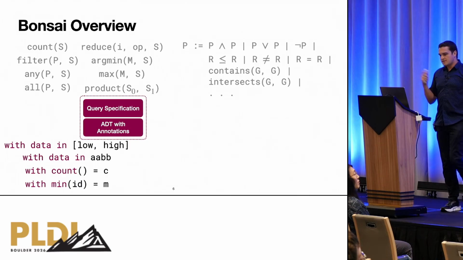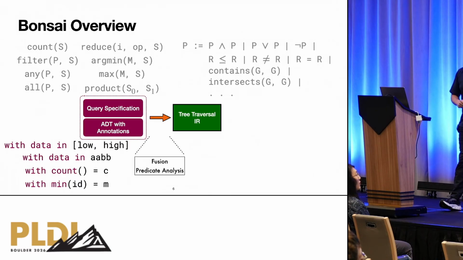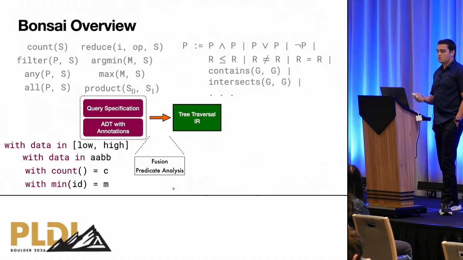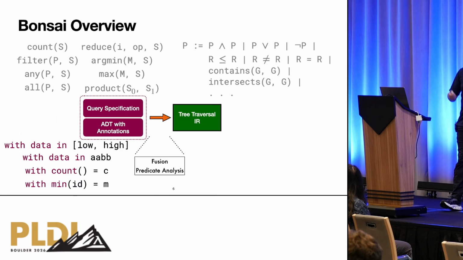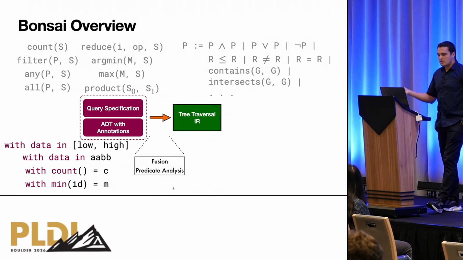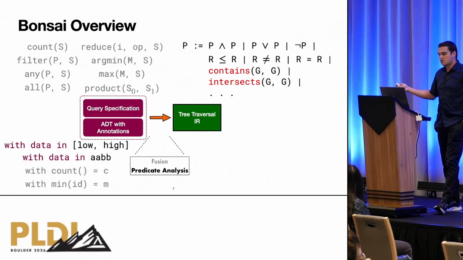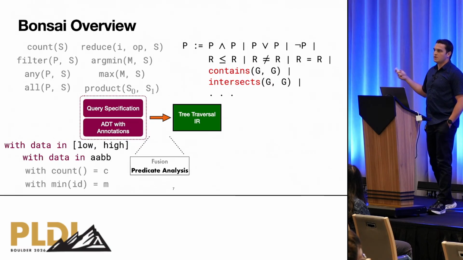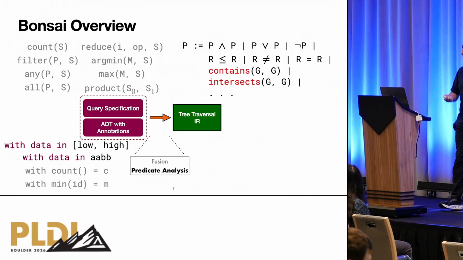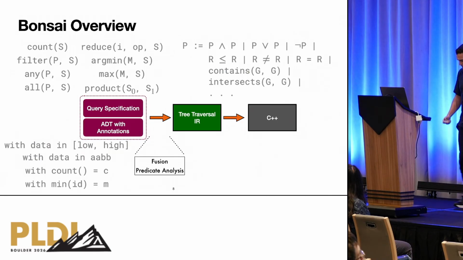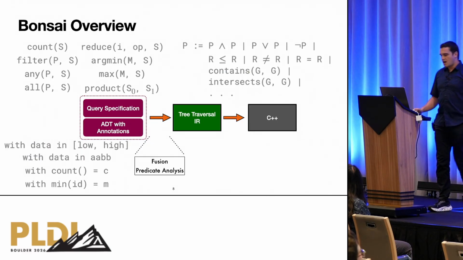And Bonsai takes these two specification languages and compiles to a tree traversal IR that enables us to do efficient fusion of the operators, as well as a technique we term predicate analysis, which is all about taking this predicate sublanguage as well as the bounds annotations and generating these always, maybe, and never conditions that I showed on the previous slide. And then we compile to C++. So that's sort of the high-level overview.